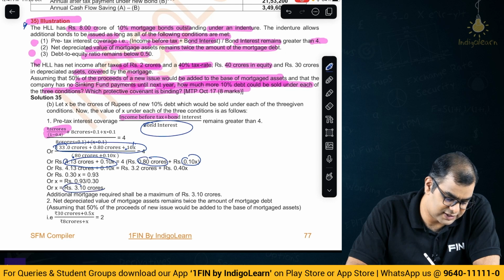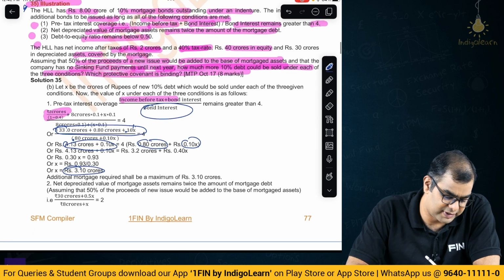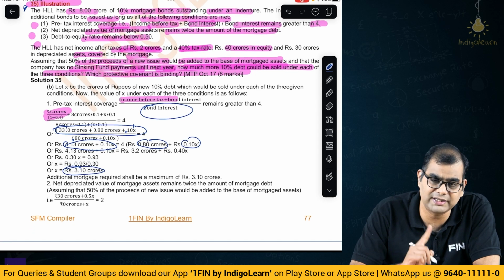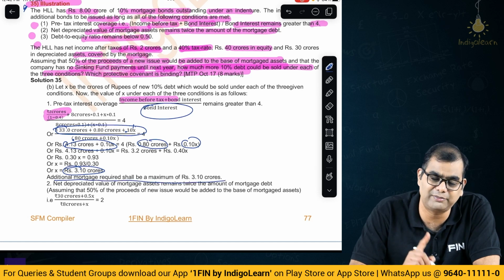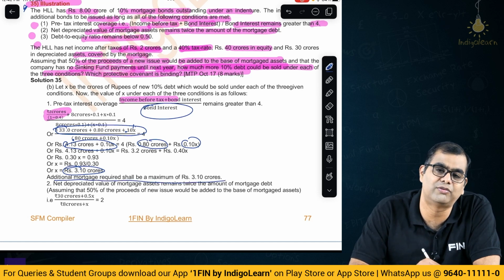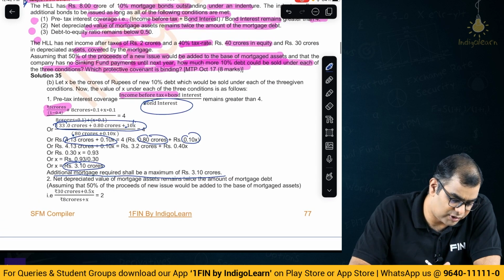So, you will get value of x as 3.1 crores. So, what this basically says is, even if there is no increase in income, you can raise up to 3.1 crores of loans at 10% interest rate, such that covenant number 1 is still met. Next covenant. What is next covenant?